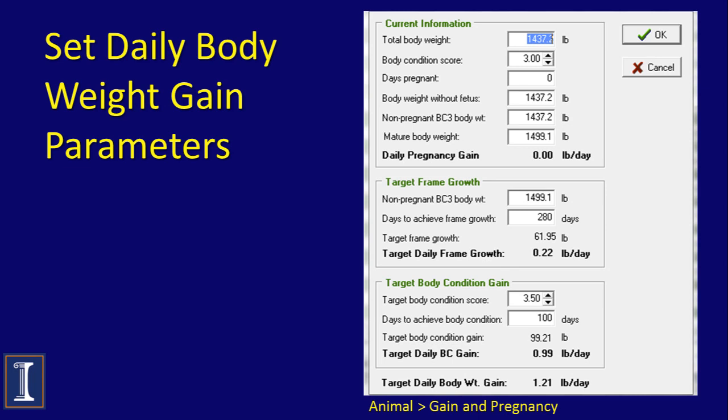Not to be confused with the next block, which looks at target body condition score. This will have more fat and some associated protein with that. And so you can see again, we were at a body condition score 3. We need to gain about 99 pounds in 100 days. So again, this computer will now add in another 0.99 pounds of gain. So you can see we can adjust our requirement here for pregnancy, for true growth, which is frame growth, and then body condition score. Bottom line, we will try to add about 1.21 pounds per day on this program.